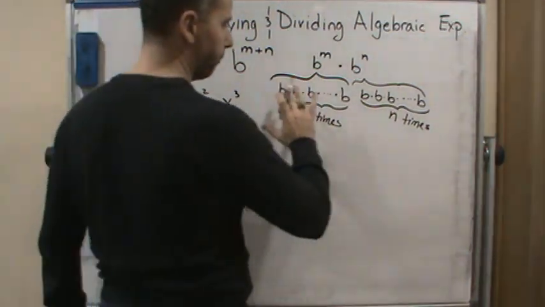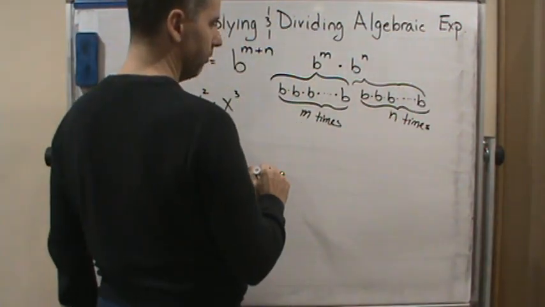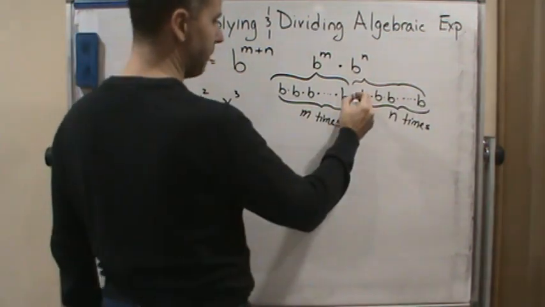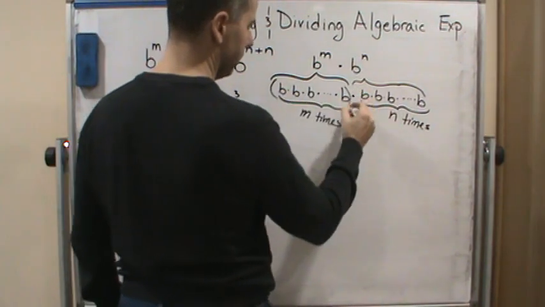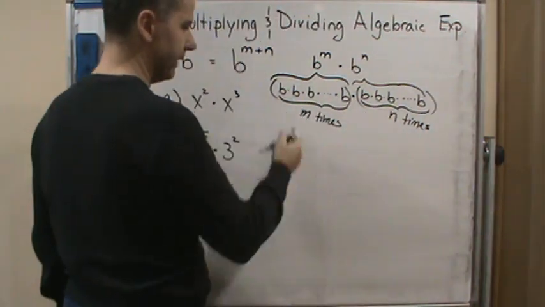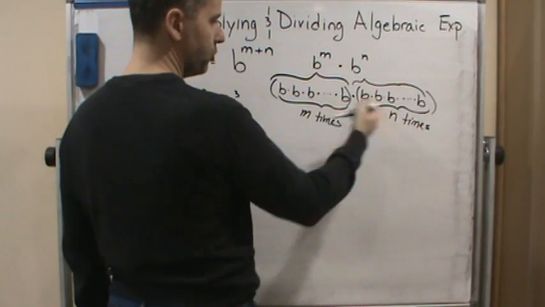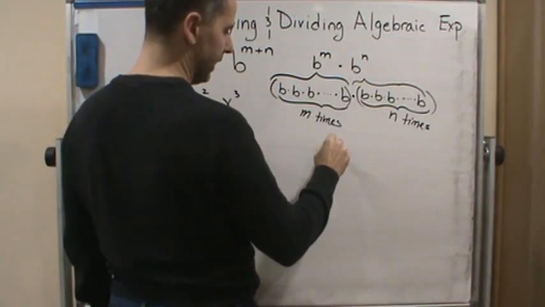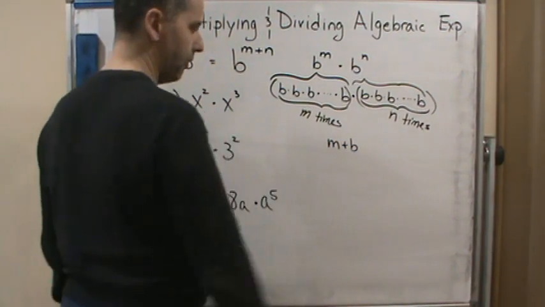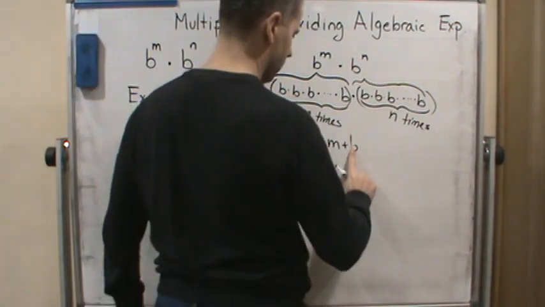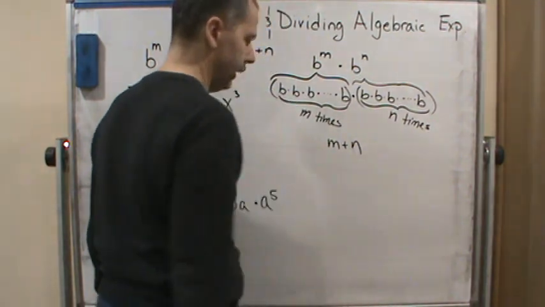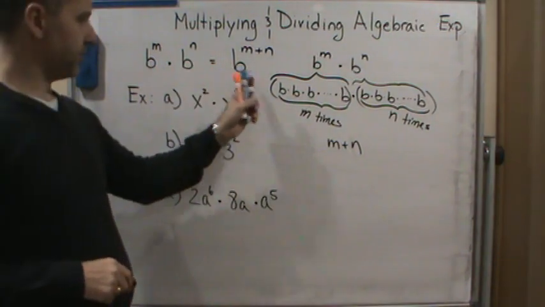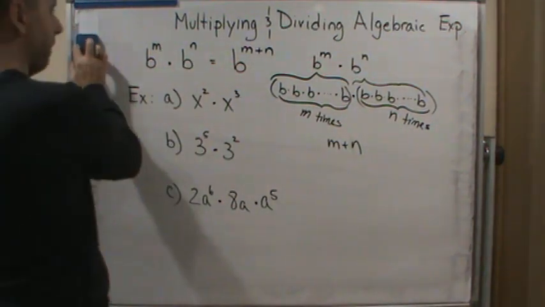Well, if I multiply these together, how many b's do I end up having? Because if I multiply these together, these are just real numbers, so I can use the commutative property. And so how many b's do I end up getting? I end up getting m plus n b's. Hence the rule.